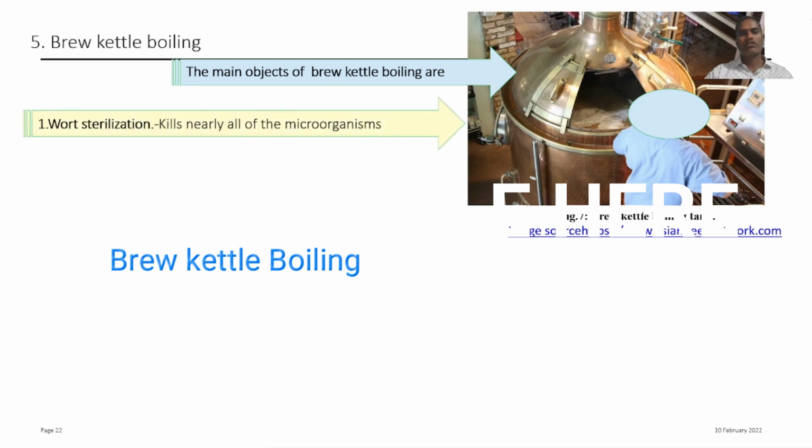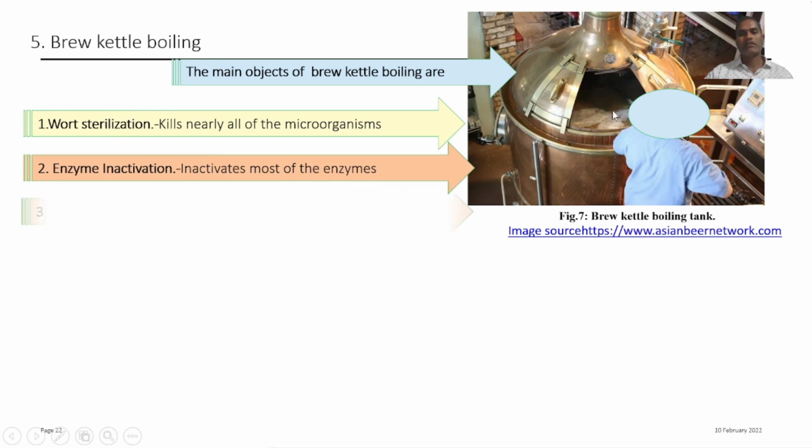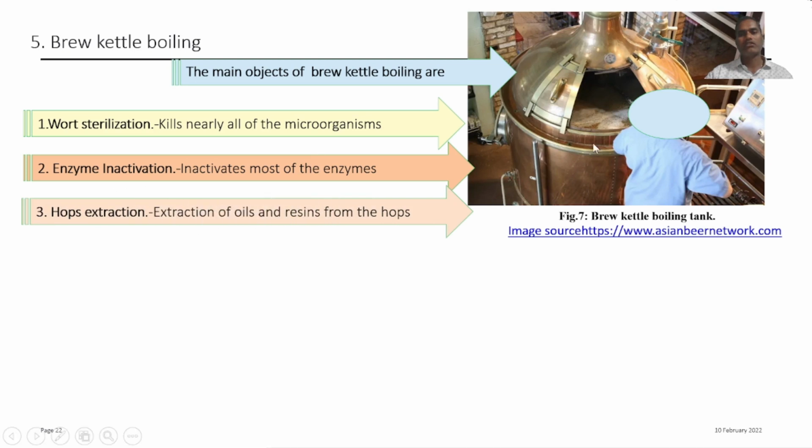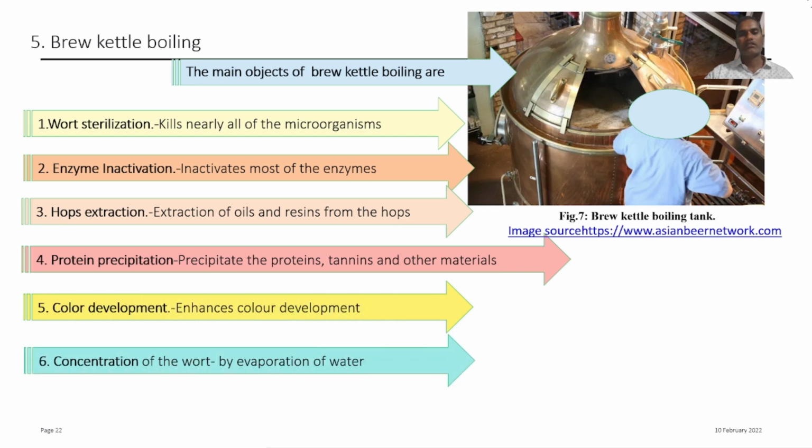The basic objectives are, first, sterilization of the main wort. The second is enzyme inactivation, reducing the microbial and enzymatic activity. Then hop extraction during the cooking process. Then protein precipitation, where suspended particles and protein particles sediment and are separated in the trub separation process. That means the protein is precipitated along with the tannins and other materials. Then development of color and flavors, and slight concentration of the wort.